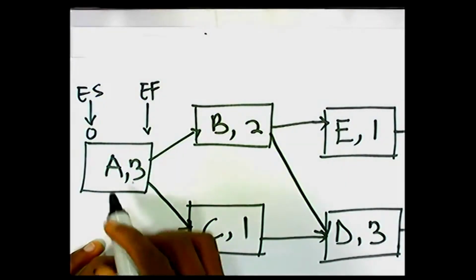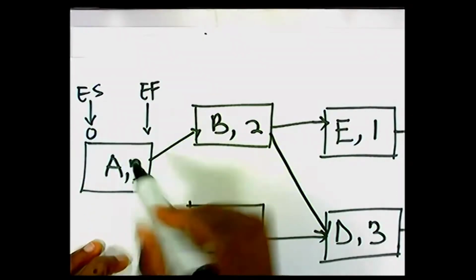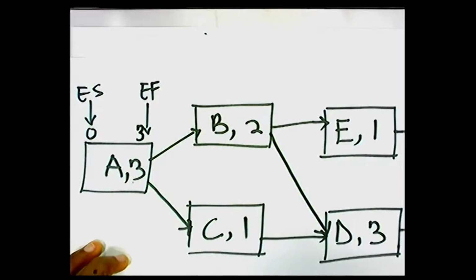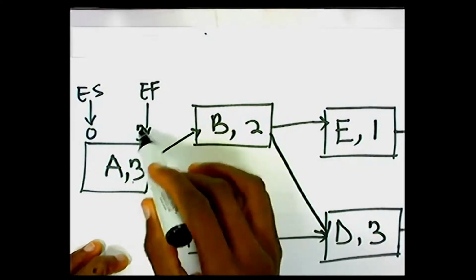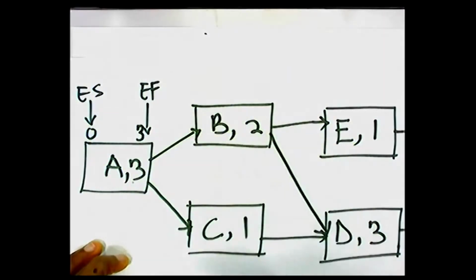So the earliest finish time would be the earliest start time plus the duration. So here we are going to have 3. So 0 plus 3 is 3. You get it? Now, once I am done here, the earliest finish time for this activity becomes the earliest start time for the next activity.